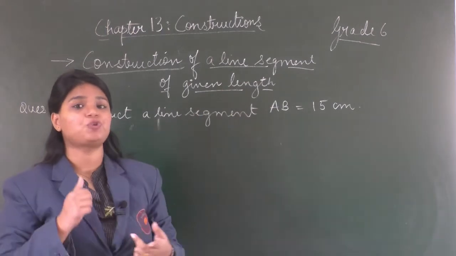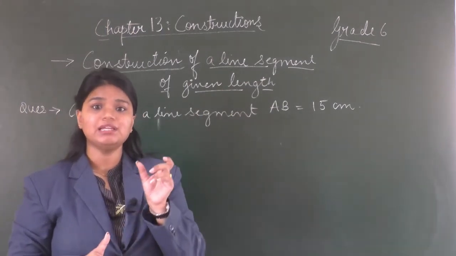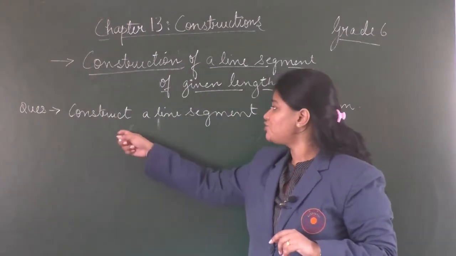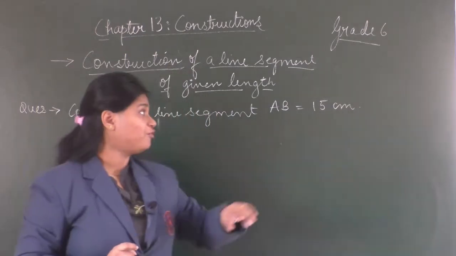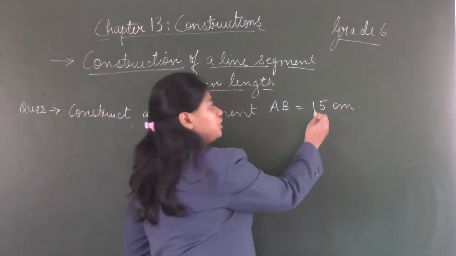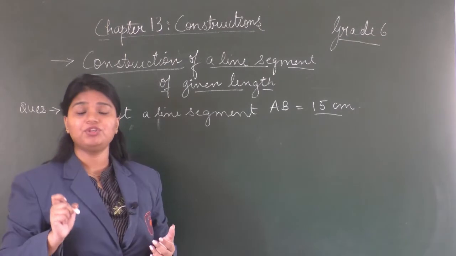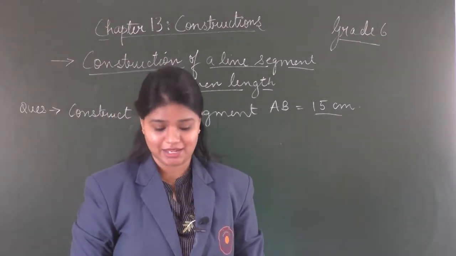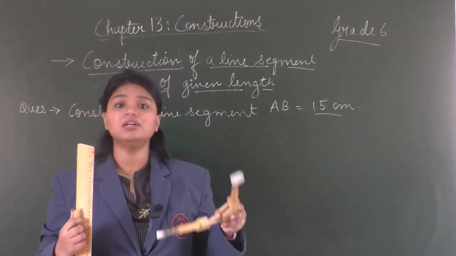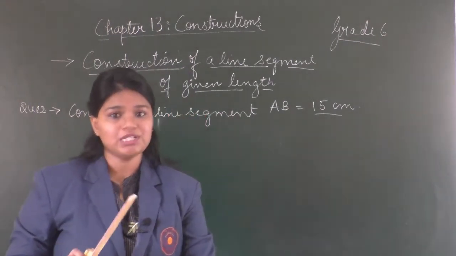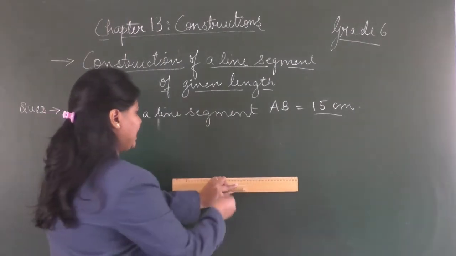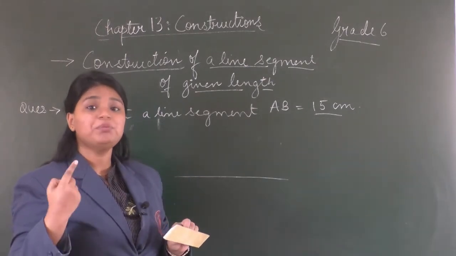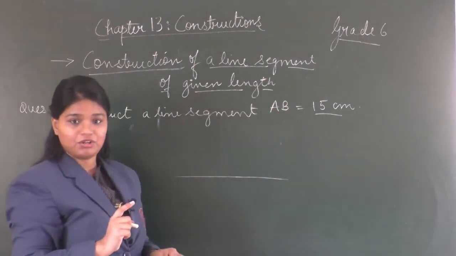Given length means that in the question you will be given the measurement. For example, here we have a question which says construct a line segment AB of length 15 centimeter. So here in the question itself they have given you the measurement of the line segment. Now what all do you need to construct a line segment? You require a ruler and a compass. Now the first step, you will draw a straight line using your ruler, and the length of the line will be more than 15 centimeter.